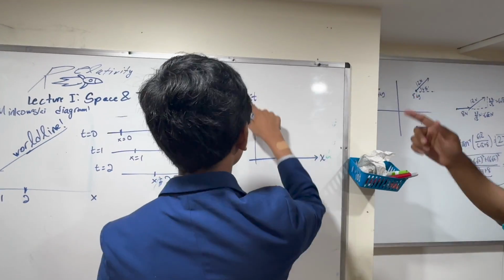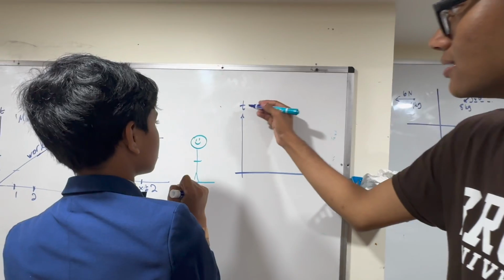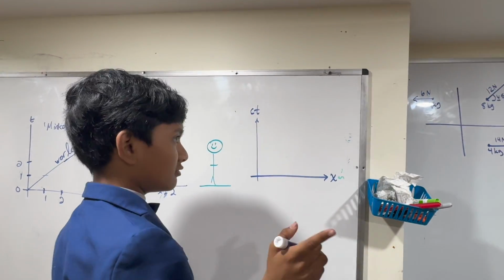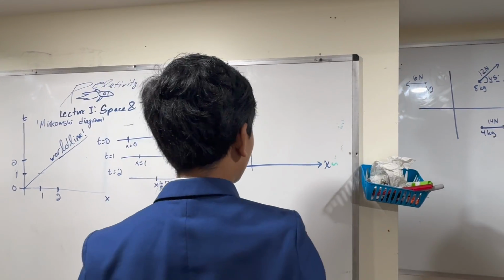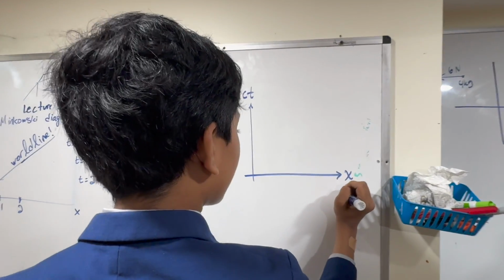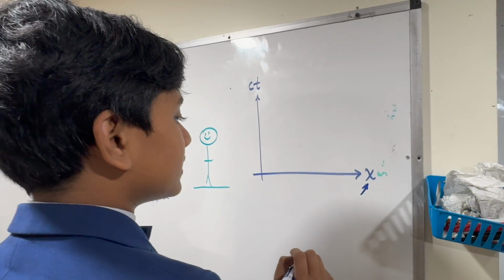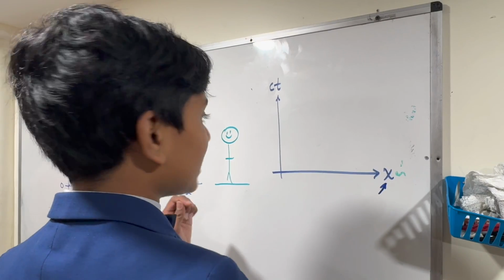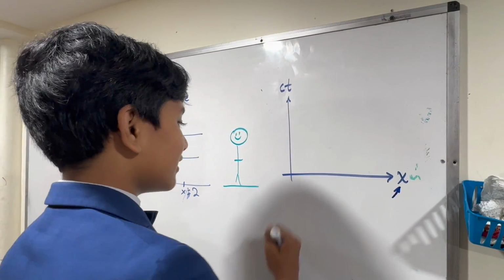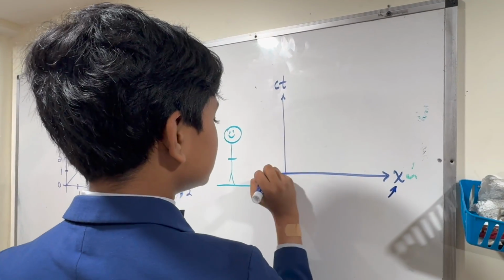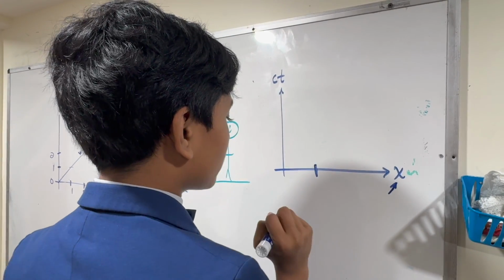No, I'm just kidding. I'm going to put ct. This is not natural units. ct. Okay, so anyway, since he's just standing, we're not going to have any perturbations on the x-axis. So imagine at t equals 0, he's standing at some point on the x-axis.